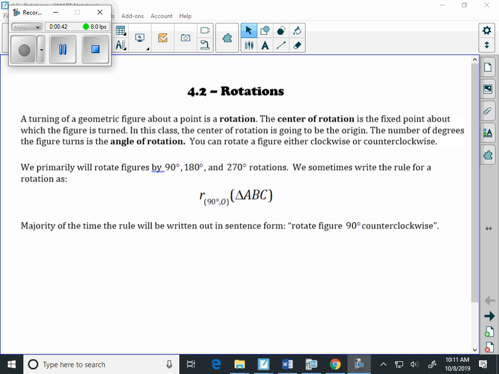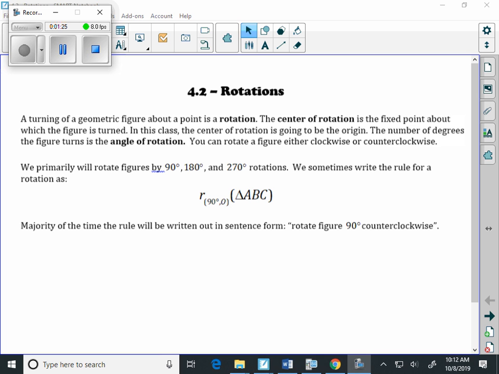And we sometimes write the rule for a rotation as lowercase r. And then in the subscript, that means it drops down, we've got the 90 degrees and the 0. And so it means the rotation of 90 degrees about the origin. That's what the 0 is, the origin, in this case, of triangle ABC. Say that one more time. The lowercase r, rotation, 90 degrees. We're going to rotate it 90 degrees about the origin, which is the 0, of triangle ABC.